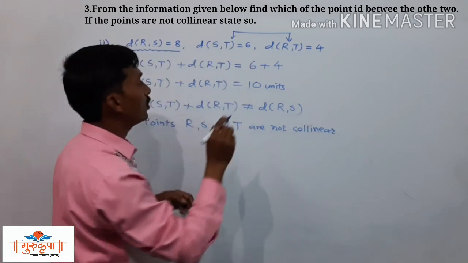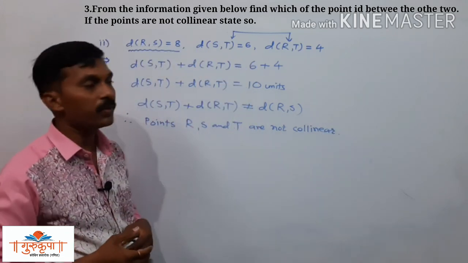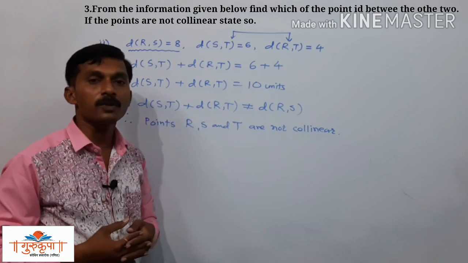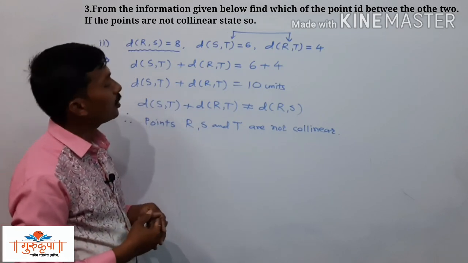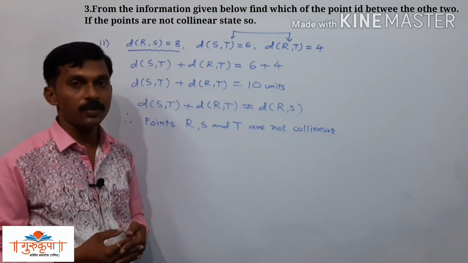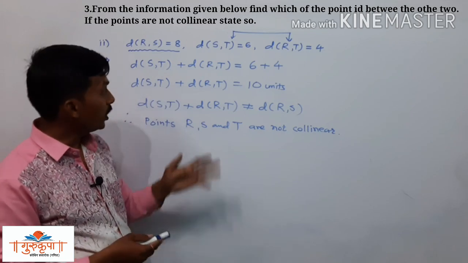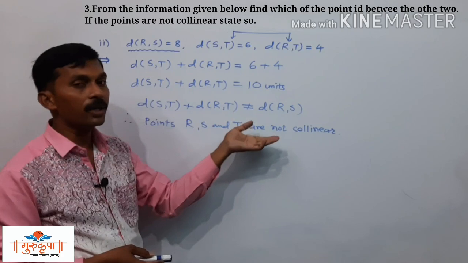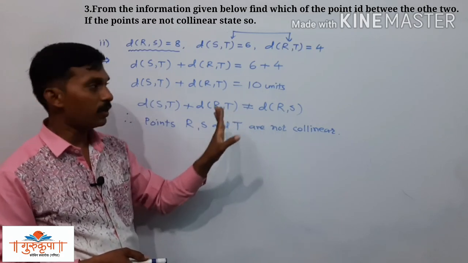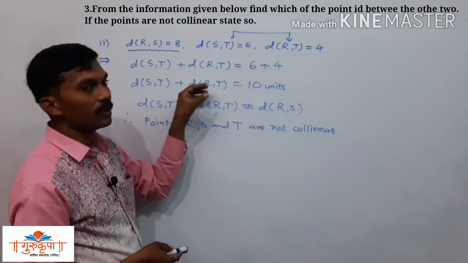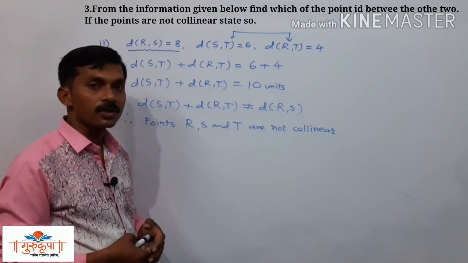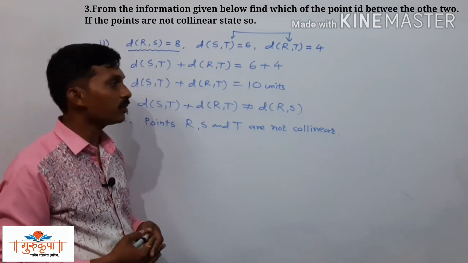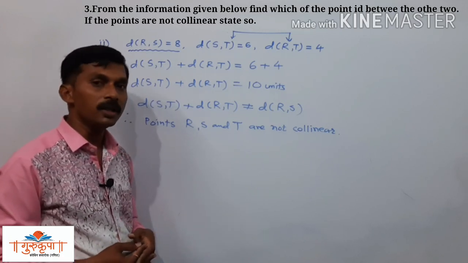So this is all about the third question. Actually we have 6 examples, but we explained only 2 examples. Now the remaining examples you have to solve, because we studied both types of examples, collinear and non-collinear. Now the remaining 4 examples you have to simplify. We will take the next question, question number 4, in the next video lecture.